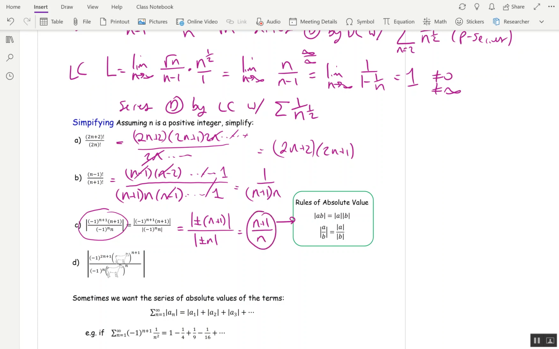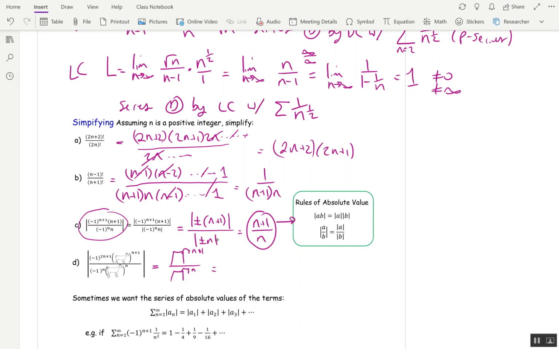So essentially what happens is all the minuses just go away. So if we've got negative 1 to the 2n plus 1 over negative 1 to the n, and we've got some goats here, we can pretty much just remove the absolute value, goats are positive, get rid of the negative ones, and this is a goat to the n plus 1 over a goat to the n.